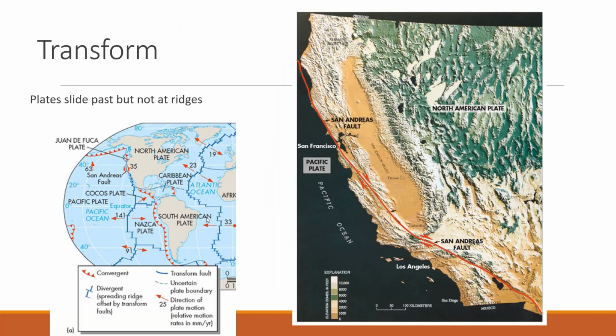Again, this is necessary to keep the planet spherical. So all of these small offsets are transform boundaries. So the plates are sliding past each other, sometimes at ridges, sometimes not at ridges.